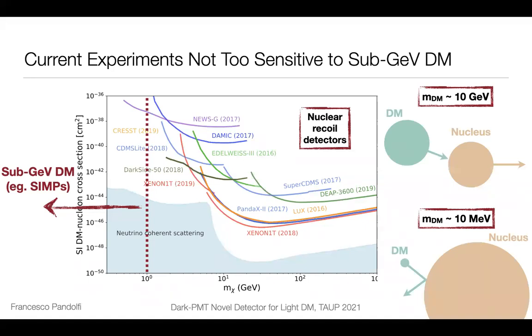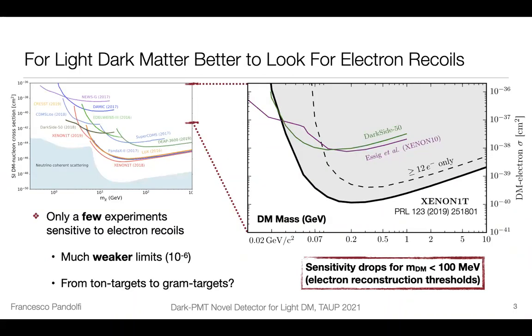Now, to be fair, this is not the right plot you should look at because, as we know, this is the cross-section exclusion of dark matter to nucleon cross-section. And so once dark matter becomes extremely light, much lighter than the nucleus, then it'll be too light to actually create a nuclear recoil. So one of the ways to go for light dark matter is to look for electron recoils. And so for this, you can look at this plot here that was produced by Xenon 1-ton.